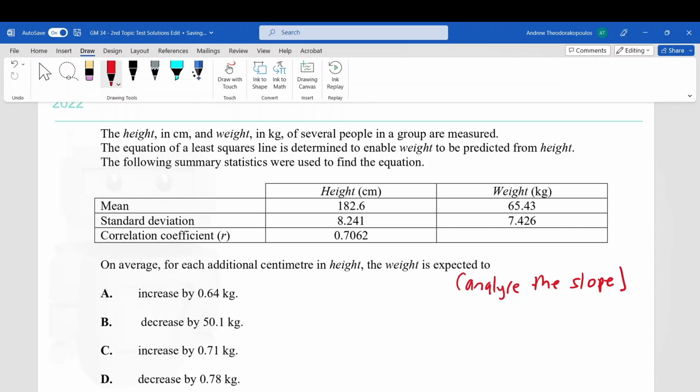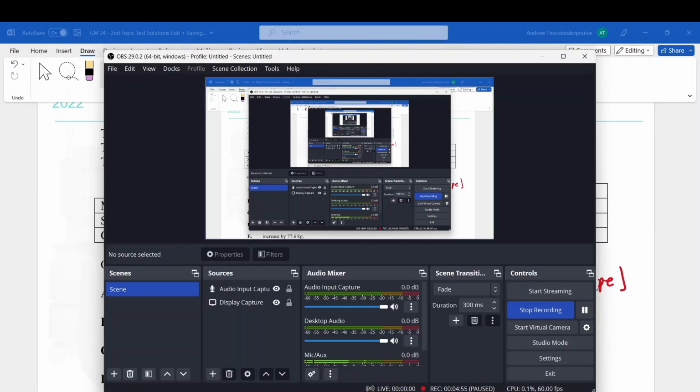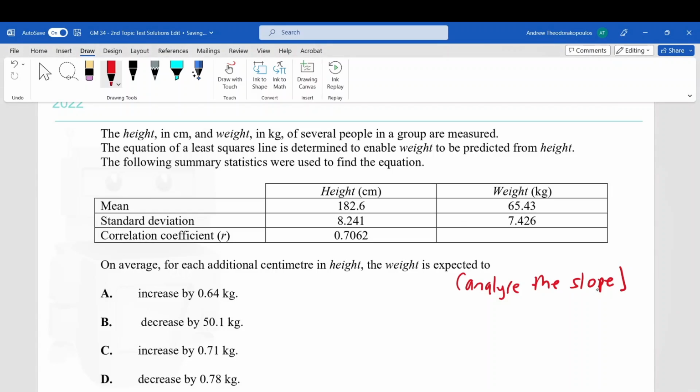So this is the answer that when we analyze the slope, that's the type of answer that we see. So how do we work out the slope from these numbers? Once you recognize that you're trying to find the slope, essentially what you need to do is use these statistics here to help you find the slope value. So what I'm going to do is pull up my notes.